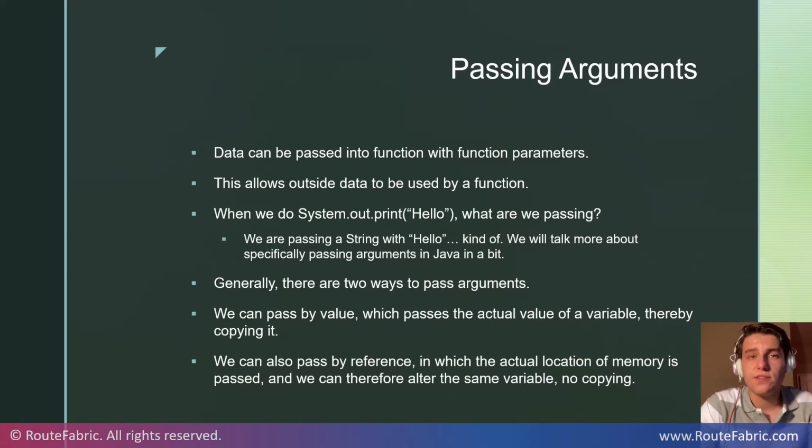But we can also have something called pass by reference, in which we do actually pass in the actual location of memory. So when we do this, the actual variable that we pass in will be altered, not some copy of it. Unless, of course, we make a copy within the function, then we won't alter the variable. But when we pass in by reference, this means that the actual variable will be edited.